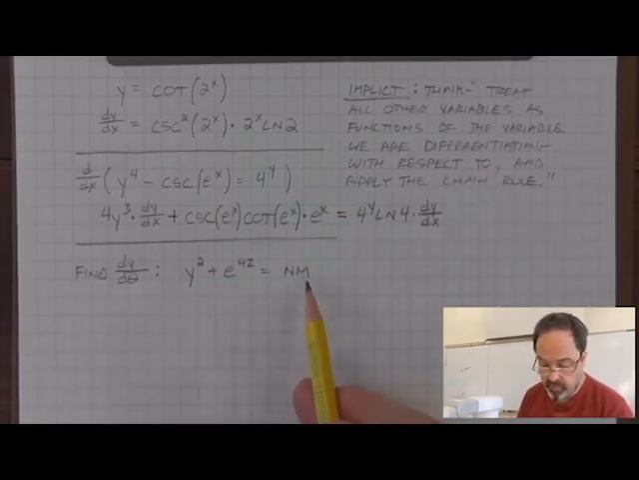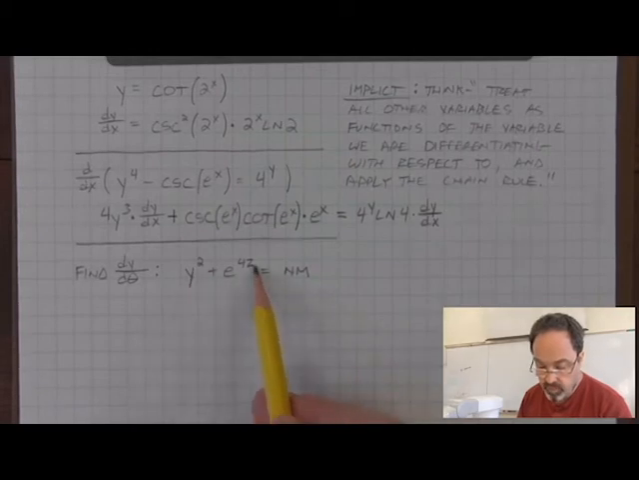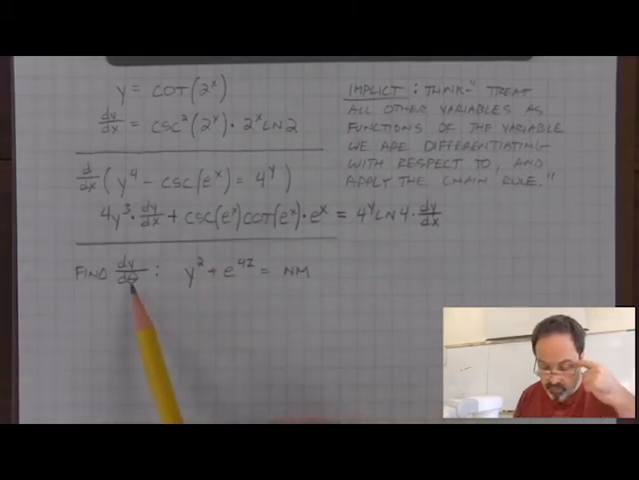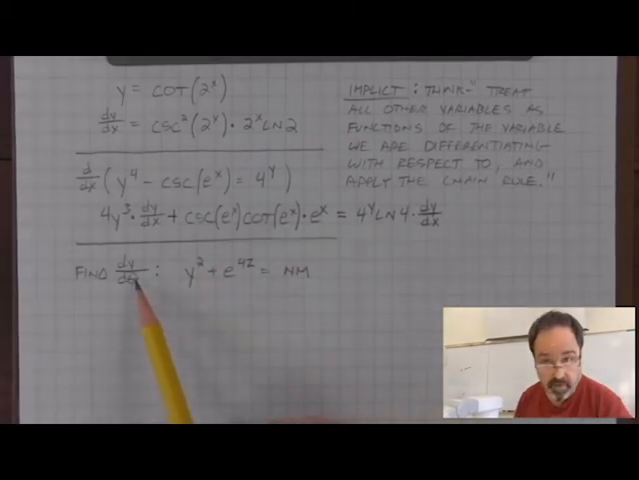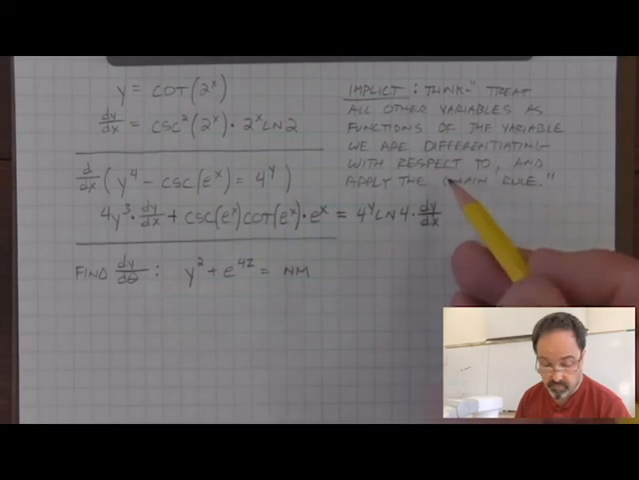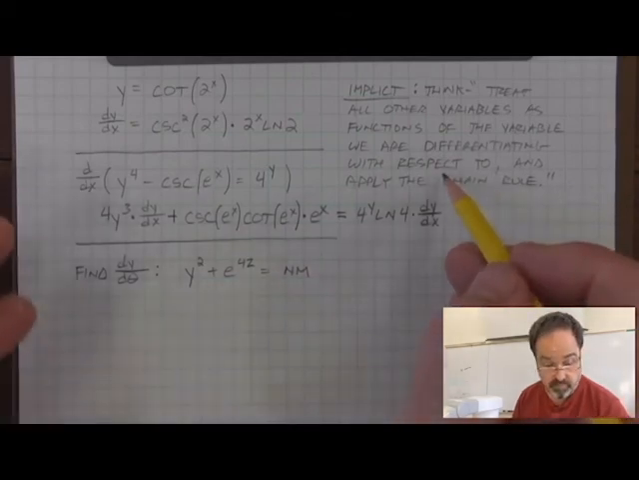I have an equation that has 1, 2, 3, 4 different variables in it. And the variable that I am asked to differentiate with respect to isn't even in the equation that I'm given. That's okay. I can go with this thinking and take the derivative implicitly.